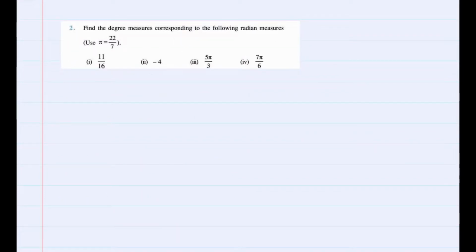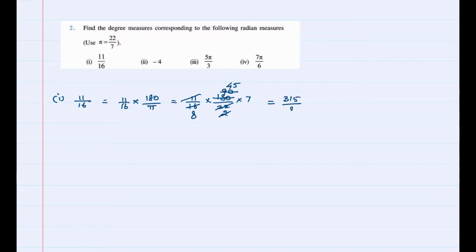The second question, find the degree measures corresponding to the following radian measures. Use pi as 22 over 7. The first subdivision, 11 over 16. To convert radians into degrees, we multiply by 180 upon pi. And the pi value is given as 22 over 7. We will cancel 11. Let us cancel 2 here. 45 times 7 is 315 upon 8.